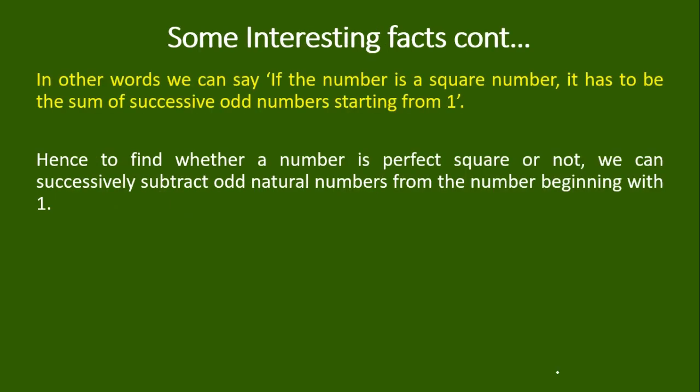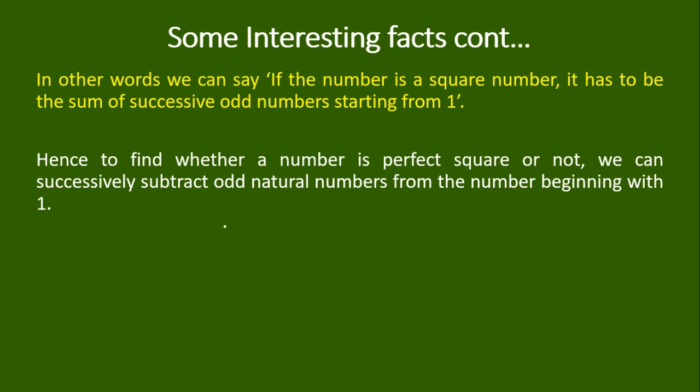Okay. Now going on to the next fact. Before moving on to the next fact, one thing which we conclude from this fact is, if the number is a square number, it has to be the sum of successive odd numbers starting from 1. So to find out whether a number is a perfect square or not, what we can do is successively subtract odd natural numbers from the number beginning with 1. I can show you.